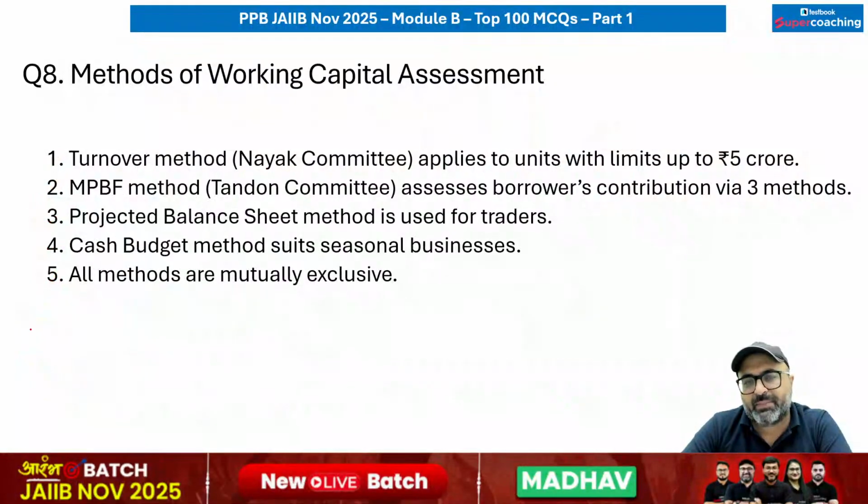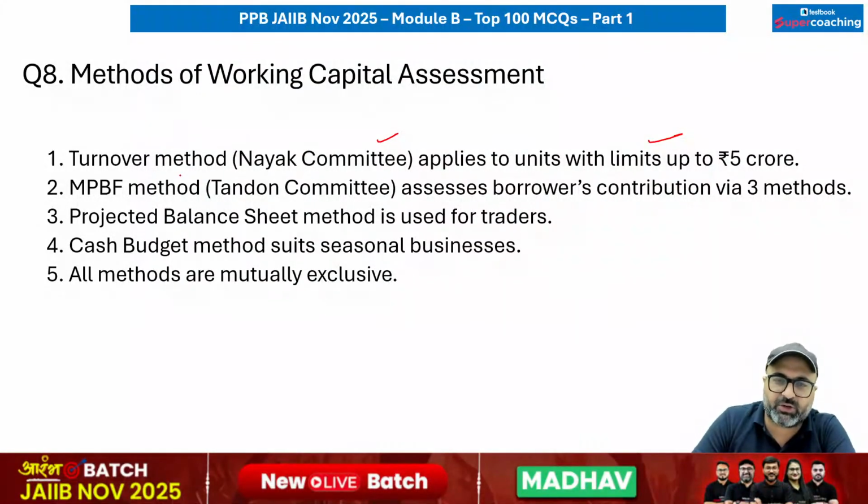Next, methods of working capital assessment. If we talk about methods of working capital assessment, in that case, the turnover method, Nayak Committee, applies to units with limit up to 5 crores. That is true. That is absolutely true. The turnover method is valid up to 5 crores.